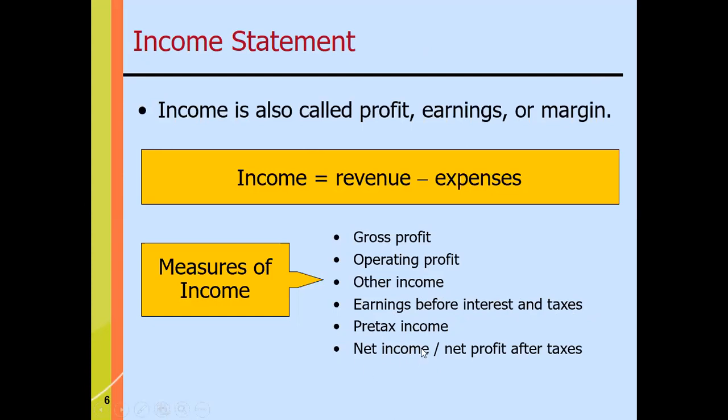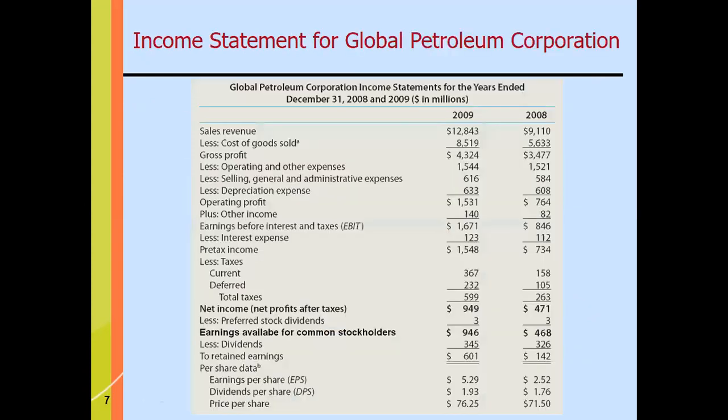Then the net income or net profit is after taxes. So whenever we hear the word profit or loss, normally we think that's after tax. So here is an income statement for Global Petroleum Corporation for 2 years. These are comparative financial statements, by the way, for the balance sheet or statement of financial position and the income statement. From sales, we can notice here gross profit less the operating expenses. So we have the operating profit.